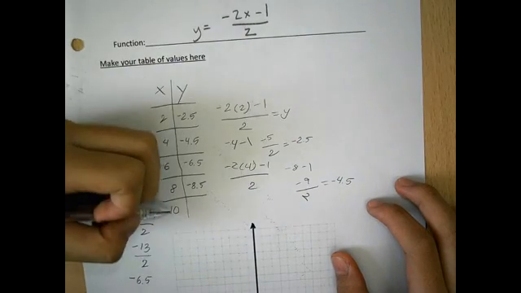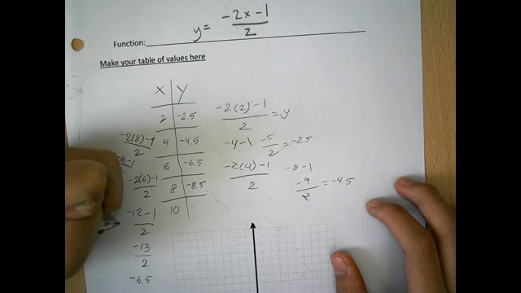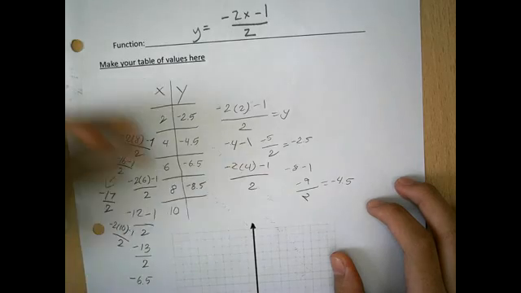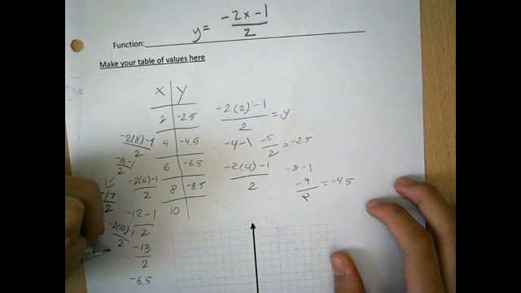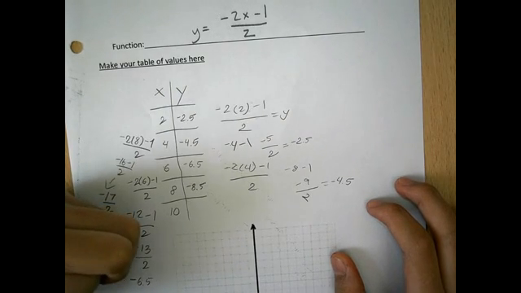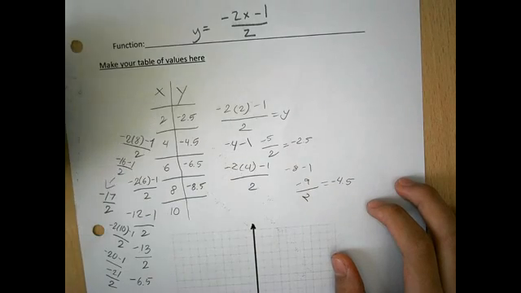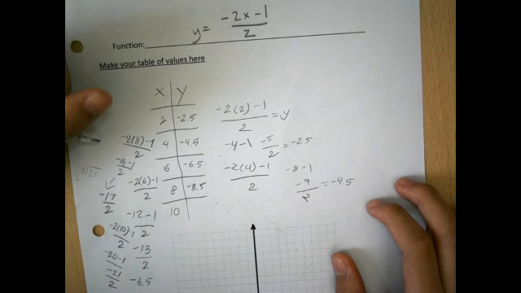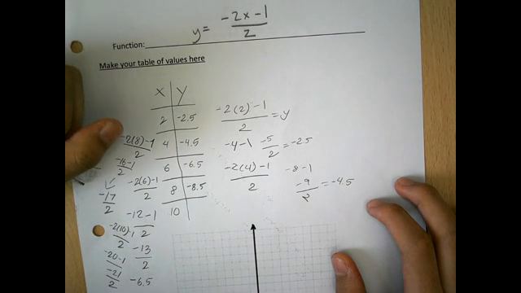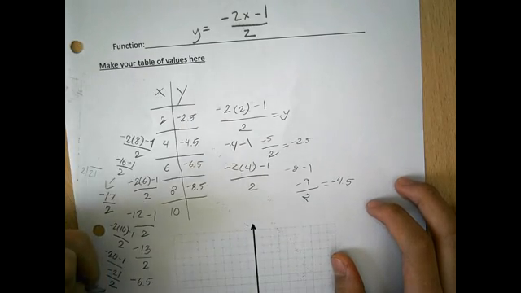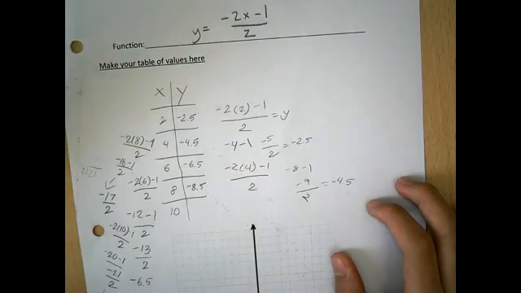And for the last one, which is 10, it would be negative 20 minus 1 over 2. This one would be negative 21 over 2. So that would be 10, negative 10.5.